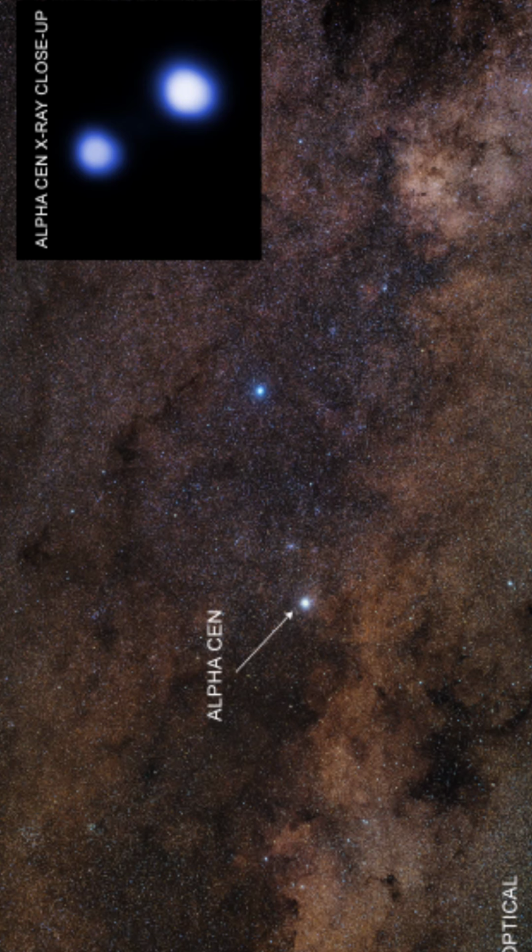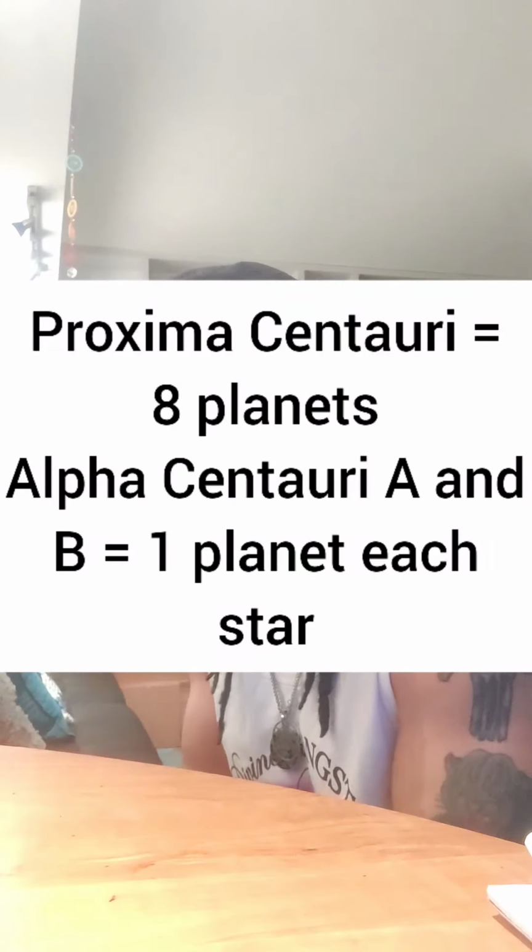If you know what the Alpha Centauri solar system is, it's the closest solar system to us, and it consists of 3 stars, Proxima Centauri and Alpha Centauri A and B. Alpha Centauri A and B revolve around Proxima Centauri. Now, what I know and nobody else knows is how many planets are revolving around Proxima Centauri and Alpha Centauri A and B, which is how I'm able to tell you what I'm about to tell you next. There are 8 planets revolving around Proxima Centauri, and there's 1 planet each revolving around Alpha Centauri A and B.